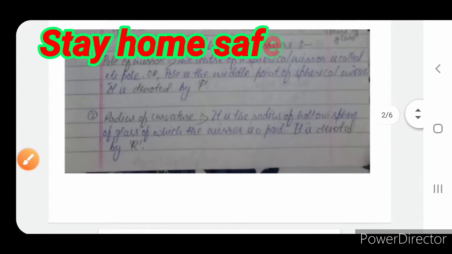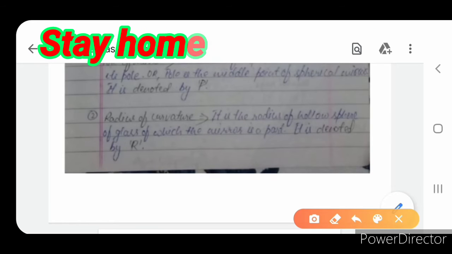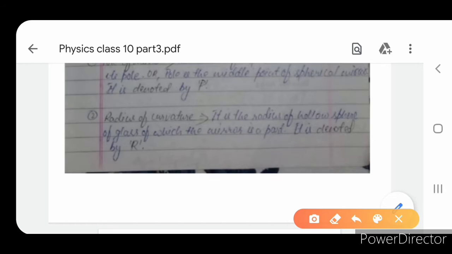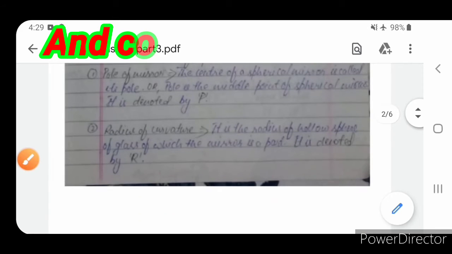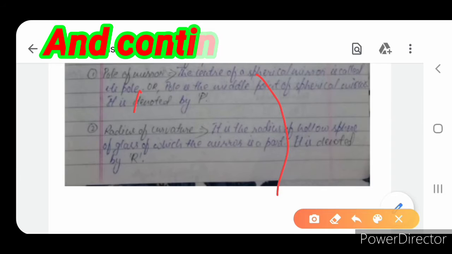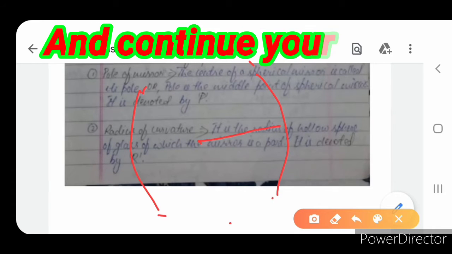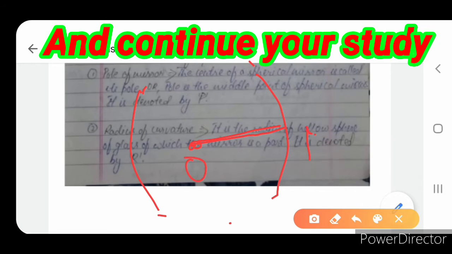Now next, radius of curvature. It is the radius of the hollow sphere of glass of which the mirror is a part. It is denoted by R. Just assume this is a mirror. Because this is a part of a sphere, the radius of the sphere, this radius, is called the radius of curvature, and the radius of curvature is generally denoted by capital R.